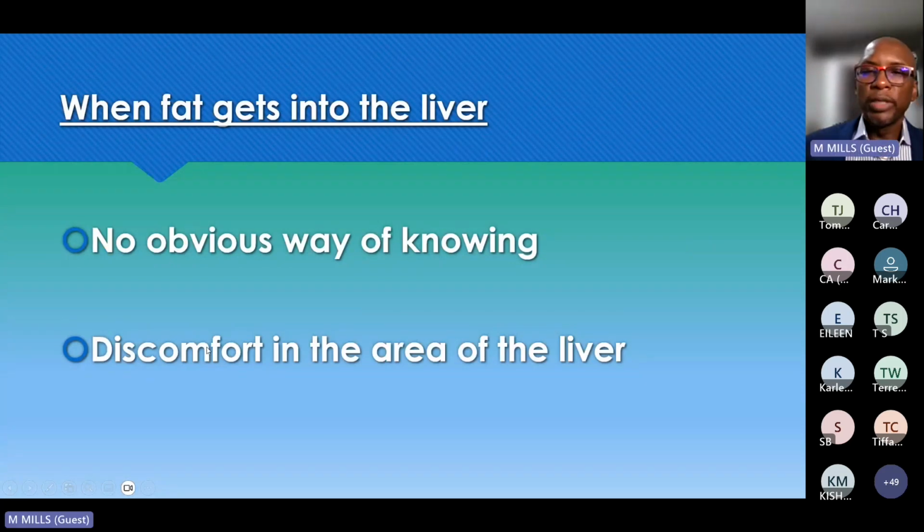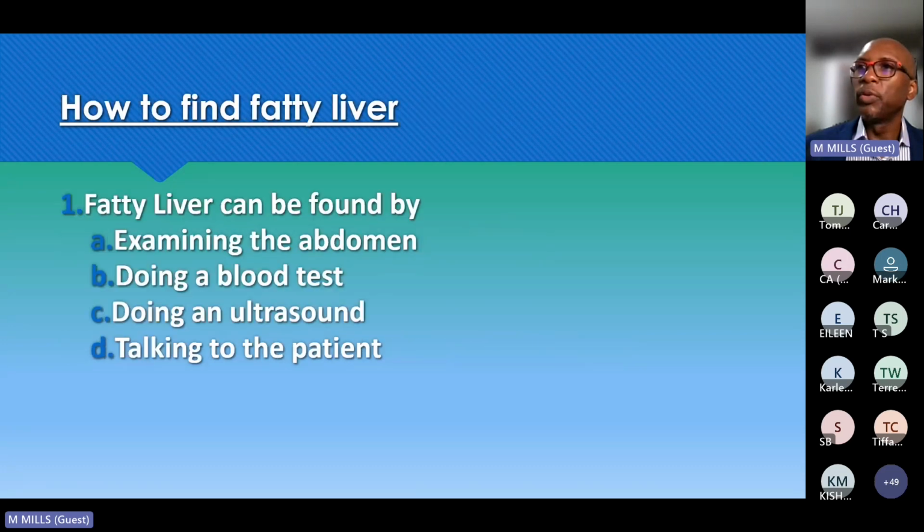How do we know then when fat gets into the liver? Well, it's not obvious. Most times when there's fat in the liver, there's no obvious way of knowing. You may have some discomfort in the area of the liver, which we said was on the right side, just below the breastbone. But for the most part, you're not going to have any symptoms. So individuals will be walking around with fat in the liver without actually knowing about it. So how then do we find out if there is fat in your liver?